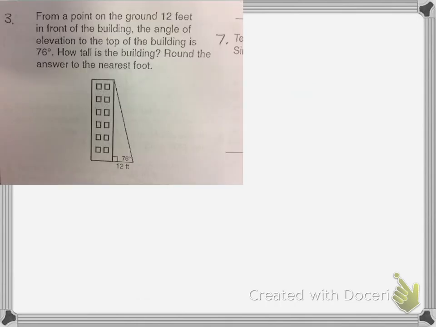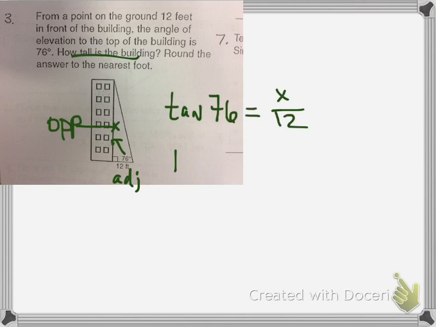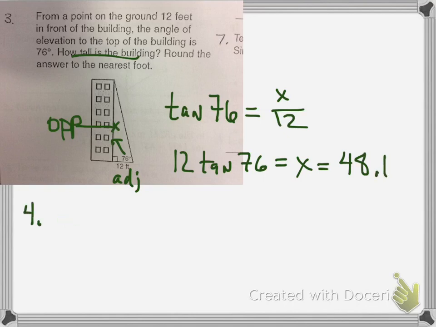Okie dokie. Next one, same idea. Here again is the opposite and an adjacent, so keep in mind that they're basically the same thing. We're dealing with tangent: tangent 76 degrees is equal to x over 12. So I would type into the calculator 12 times tangent 76 to get approximately 48.1, which, to the nearest foot, would just be 48.